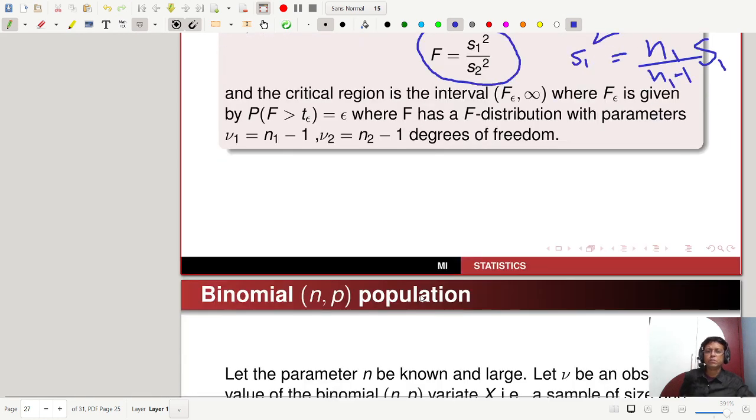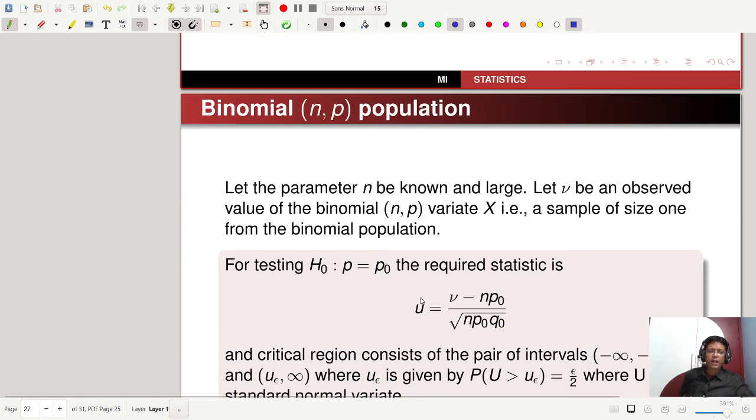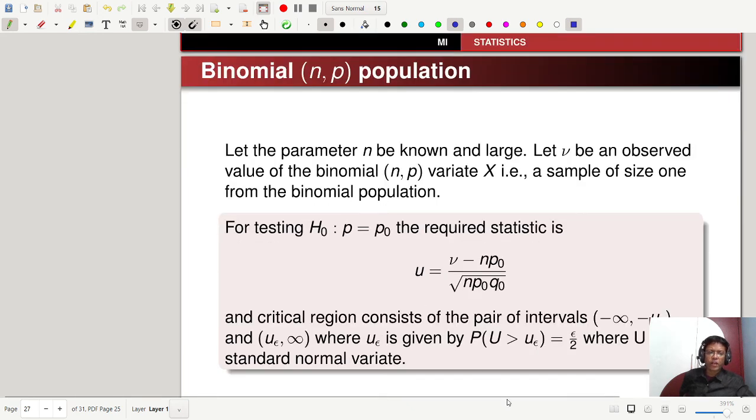Okay. Next, we have the binomial NP population.